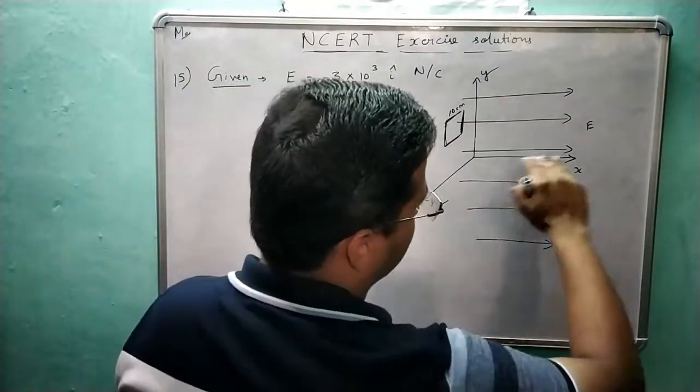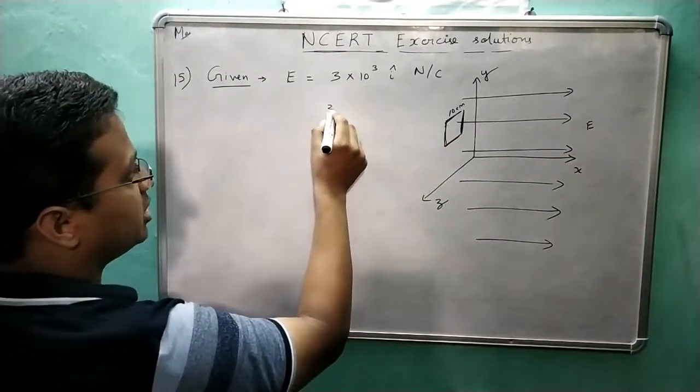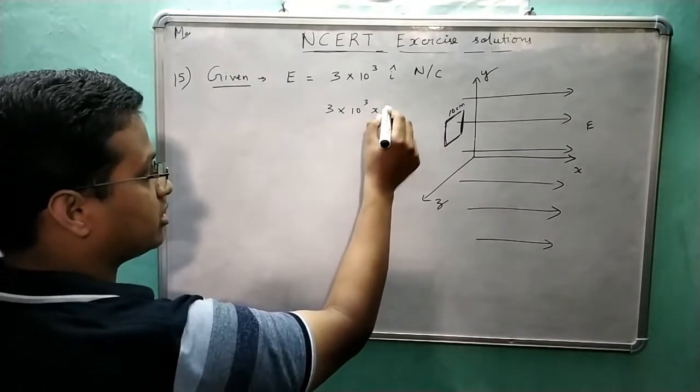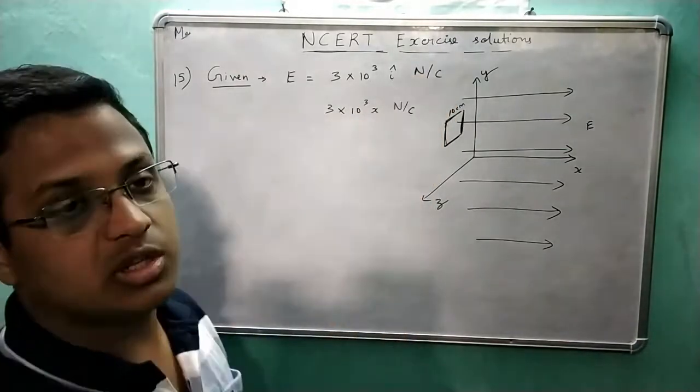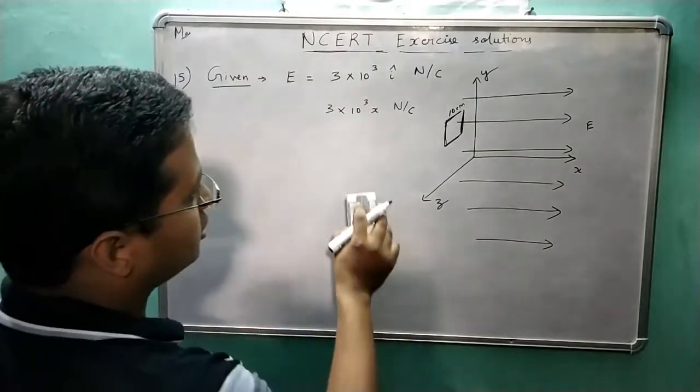Hence I have drawn parallel lines. Suppose it would have been 3 into 10 to the power 3 x newton per coulomb. This is no more a uniform electric field. You might get questions like this.